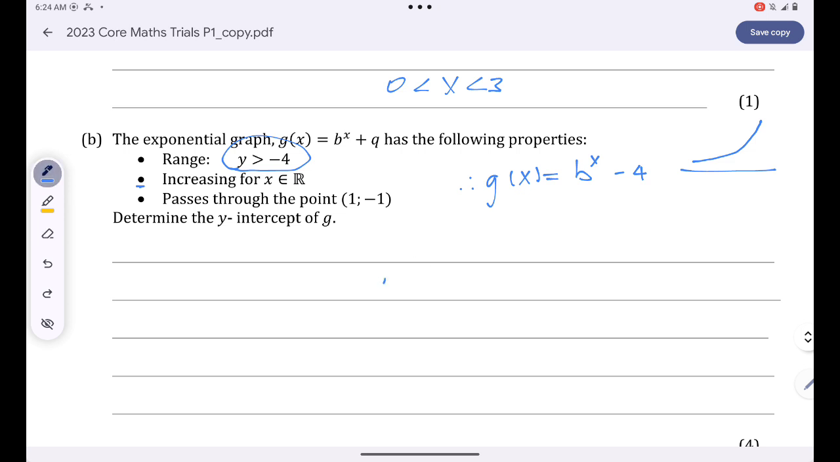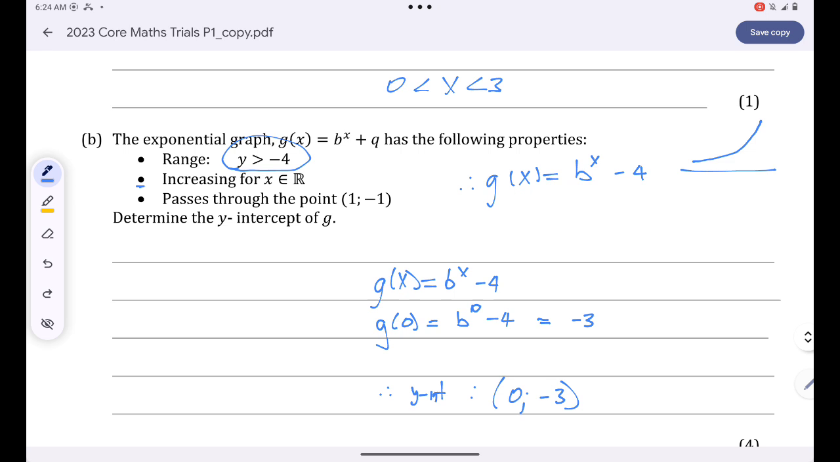I have g of x is equal to b to the power x minus 4. For me to find the y-intercept, I know that what happens on the y-axis is that x is equal to 0. So I just want to find the y value whenever x is equal to 0. I have b to the power of 0, and I know that anything to the power of 0 is always equal to 1. So I'll have 1 minus 4, and that will give me negative 3. So therefore, my y-intercept: the x value is 0, and the y value is negative 3.